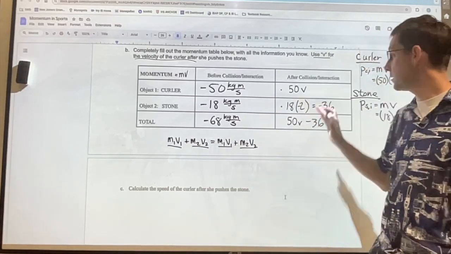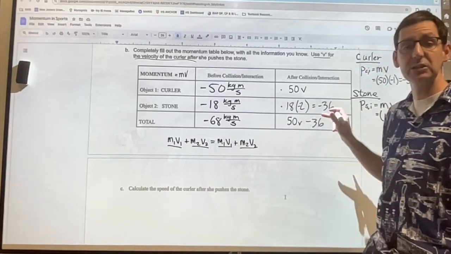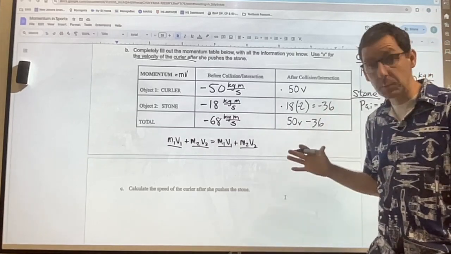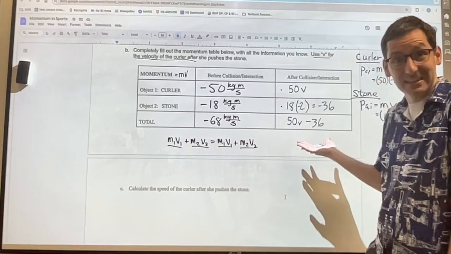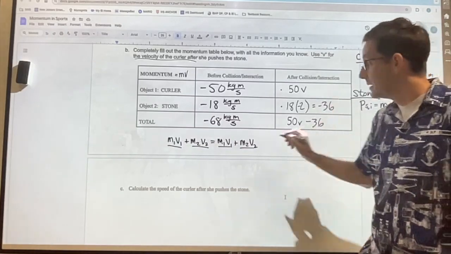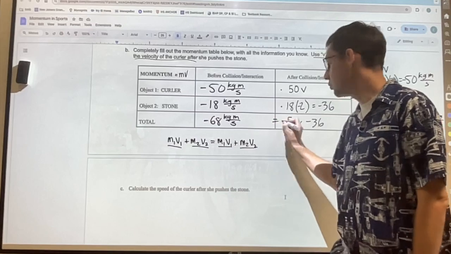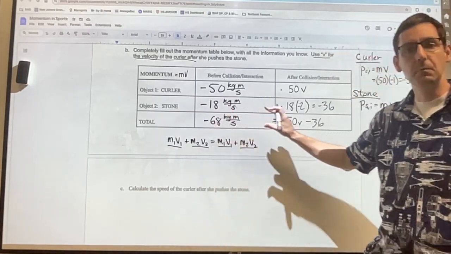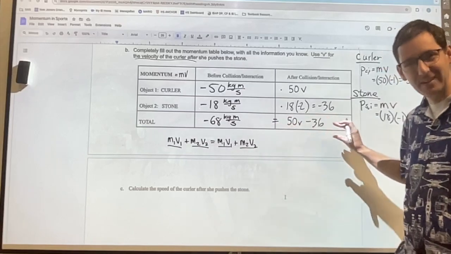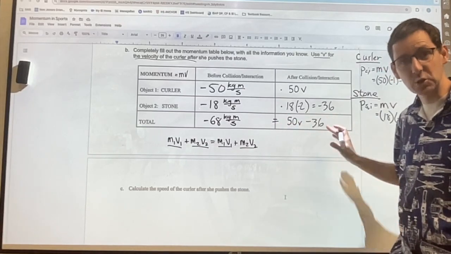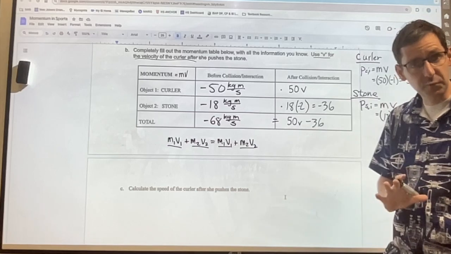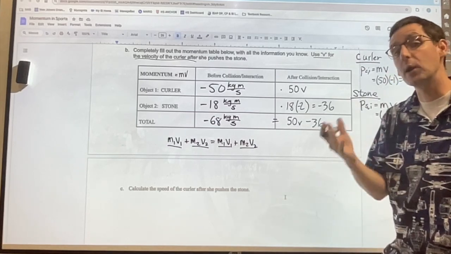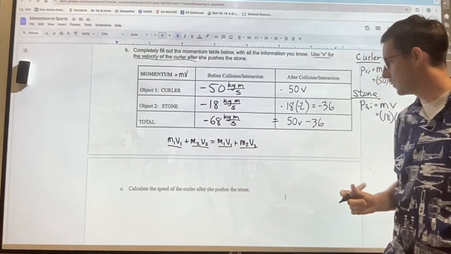Again, don't freak out that you don't know it, or that you can't add those together. It's fine. Just write it down. That is the final momentum. We don't know what it is yet, but that's it. Now, we can set those two things equal to each other. The beginning momentum must be equal to the ending momentum, assuming that there are no unbalanced external forces. In this case, we're ignoring friction. We're saying friction is negligible.